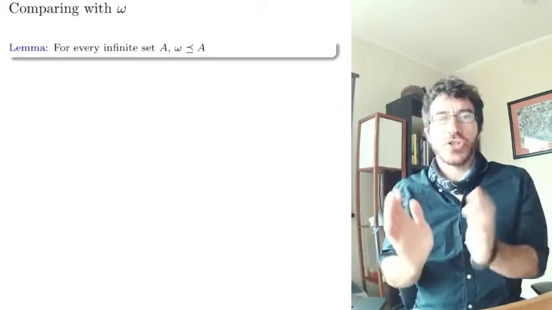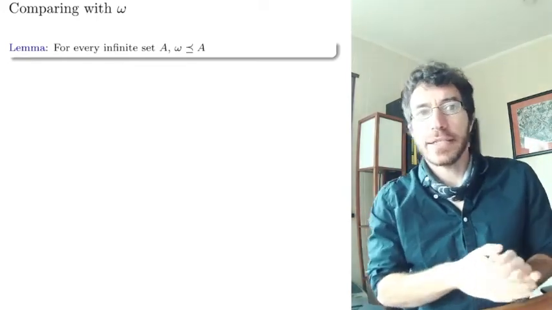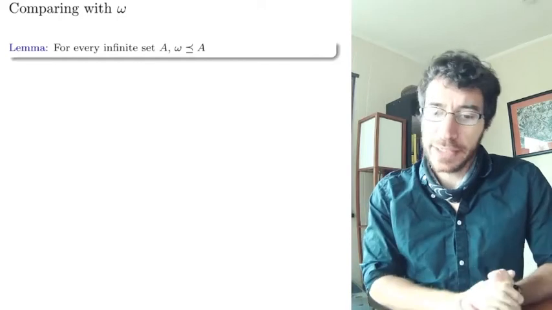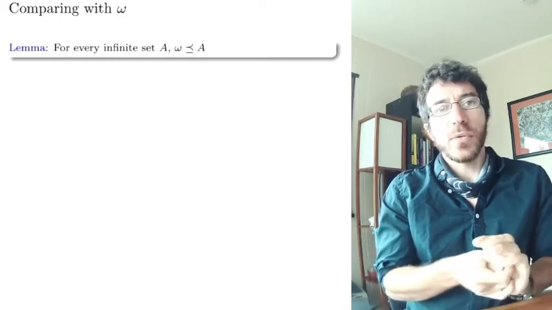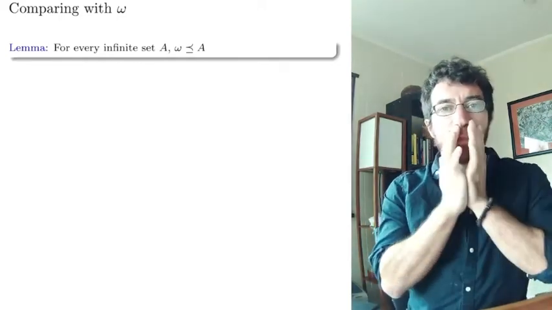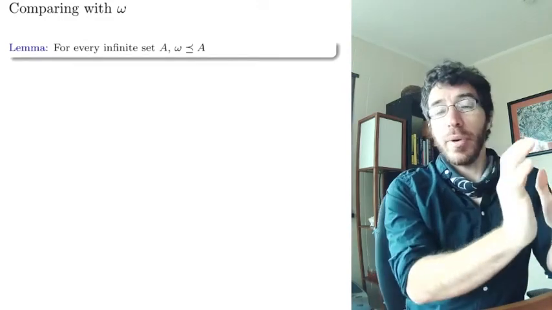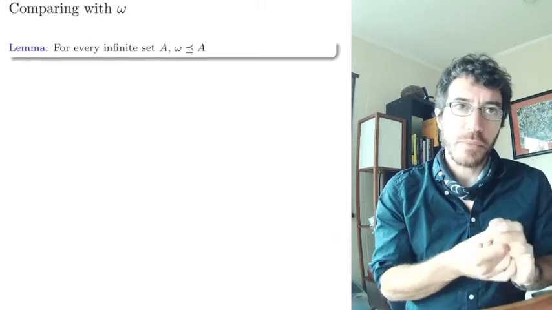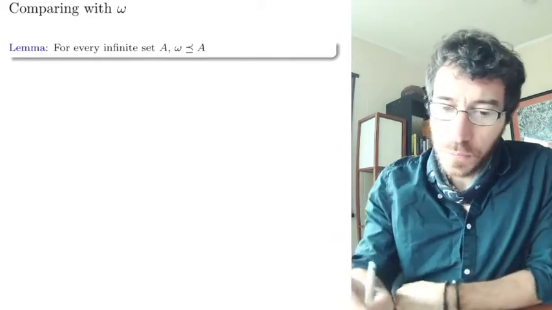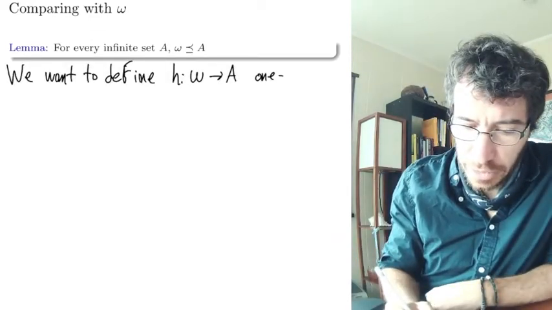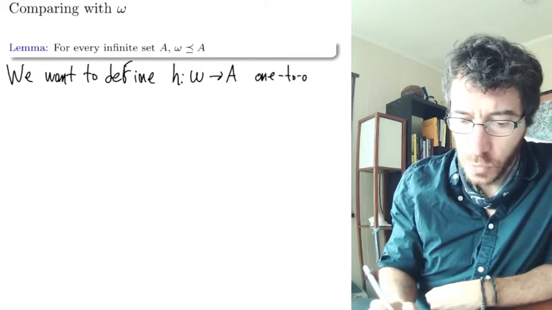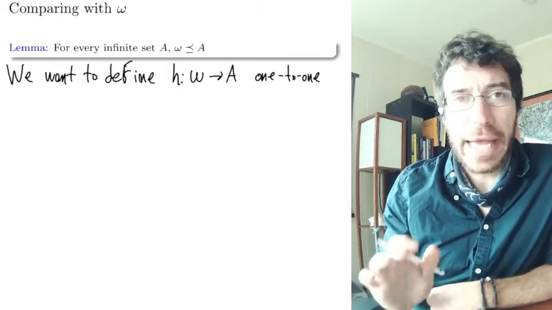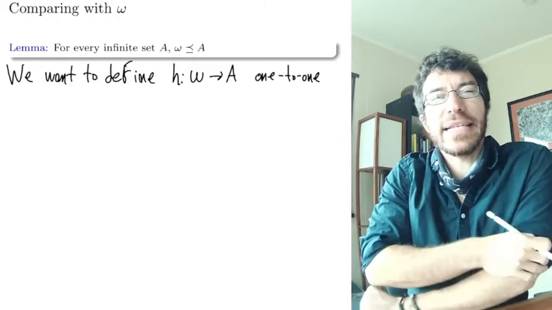Welcome back, everybody. So now we're going to see another example of a set dominating another set. We're going to show that whenever you have an infinite set A, omega, the natural numbers, are dominated by A. Okay, so what we want to do is to define a function from omega to A that is 1 to 1. Okay, and all that we know about A is that it's infinite.